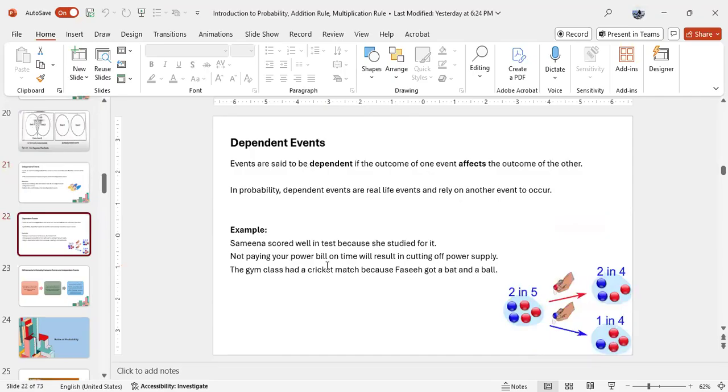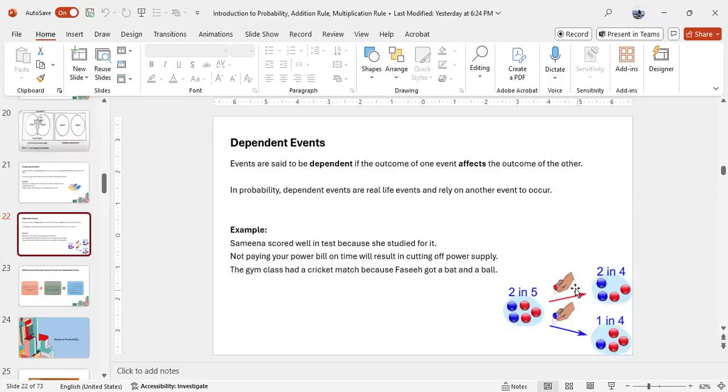Dependent events. Events are said to be dependent if the outcome of one event affects the outcome of the other. In probability, dependent events are real life events and rely on another event to occur. Example, Samina scored well in the test because she studied for it. Not paying your power bill on time will result in cutting off the power supply. The gym class had a cricket match because Fussy got a bat and a ball.